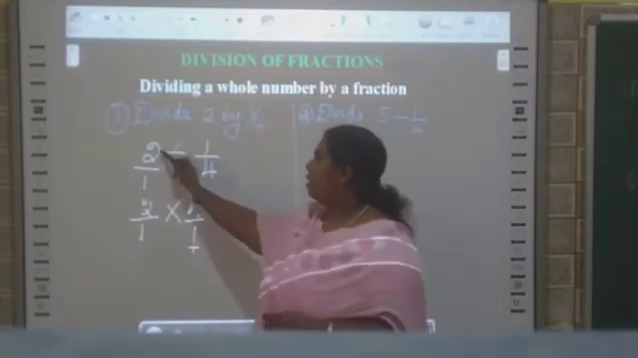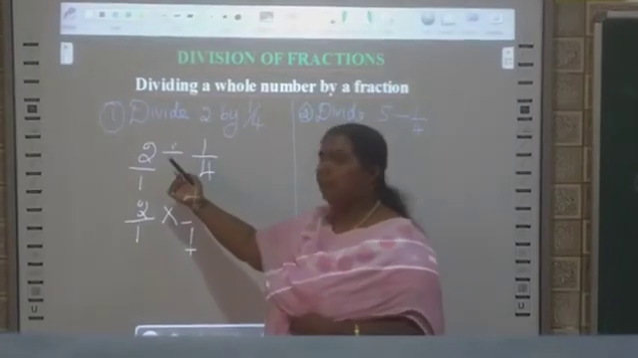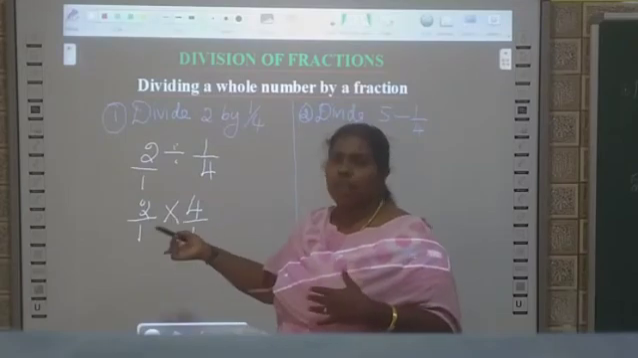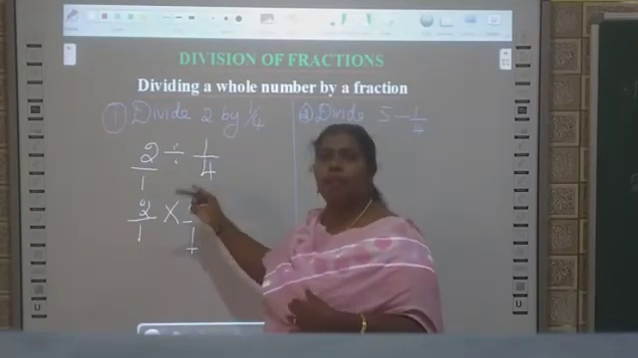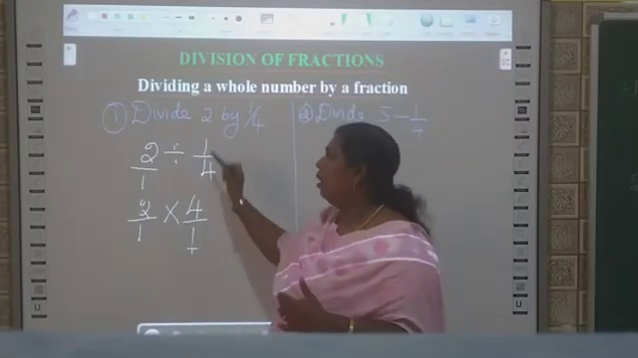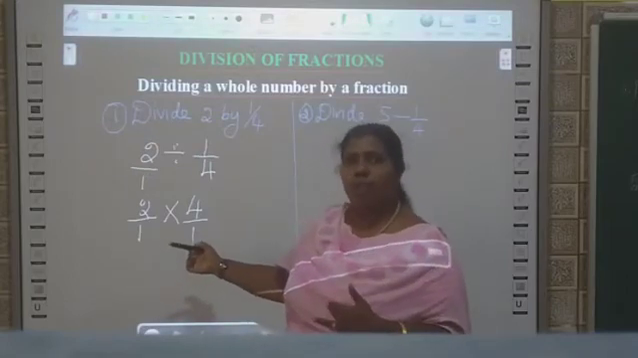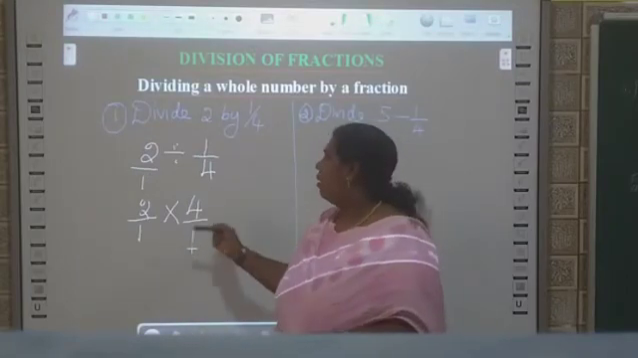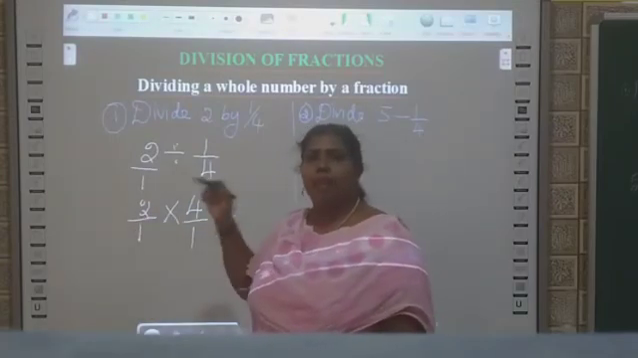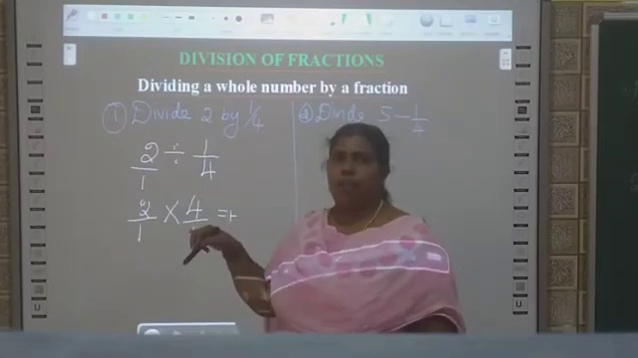Understand? The first fraction, no need to change. You have to write it as it is. Then this division sign, you have to change to a multiplication sign. The second fraction, you have to write the reciprocal. Reciprocal means 1 by 4 you have to write as 4 by 1. Multiplicative inverse. Do you understand? Now see here, you can easily multiply the fractions. In multiplication, numerator with numerator and denominator with denominator you have to multiply, right?